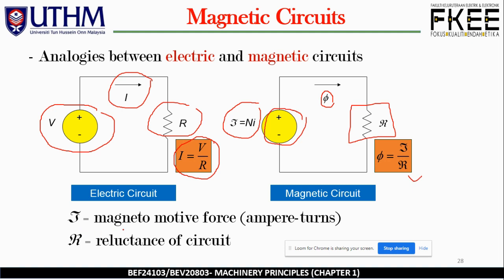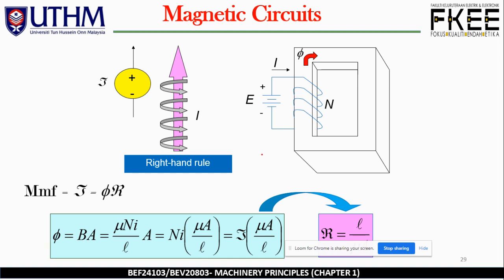F is the magnetomotive force, in ampere-turns, and we have the reluctance of the circuit, which is R. So this is comparable between the electric circuit and the magnetic circuit, for you to have a common understanding between the two particular circuits, right? Okay, going further, we have a right-hand rule over here.